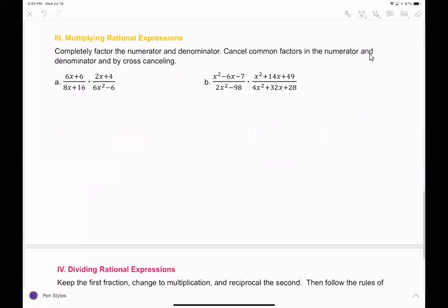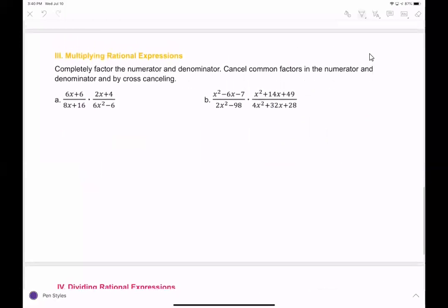The third part of the lesson is multiplying rational expressions. To multiply, remember the rule for multiplying fractions is to multiply the numerators together and multiply the denominators together. Before we do this, let's completely factor the numerator and the denominator, and then we're going to cancel any common factors in the numerator or the denominator by cross canceling.